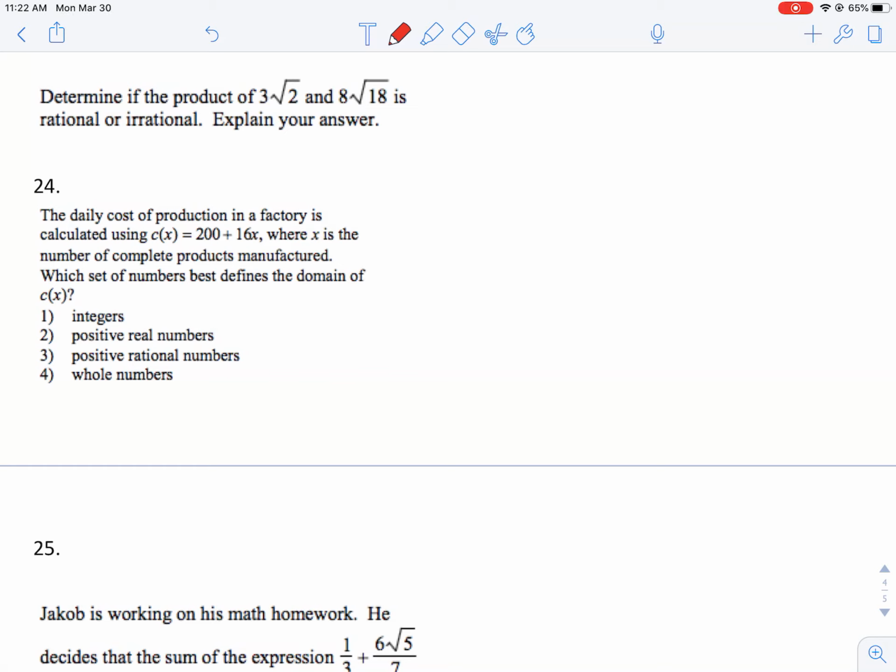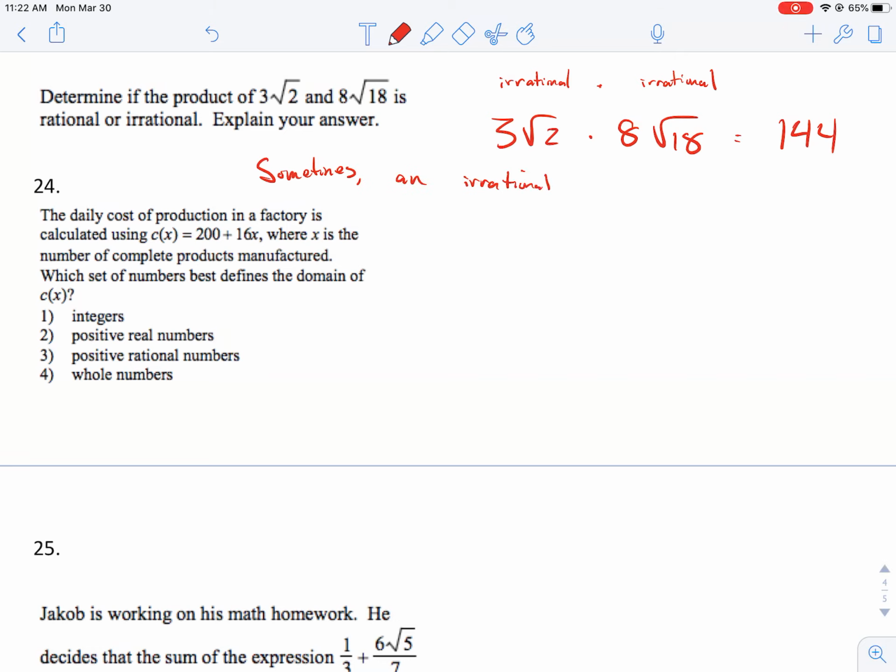23, we're going to determine if the product of 3 square root 2 and 8 square root 18 is rational or irrational. Explain your answer. Okay? So, again, we haven't really discussed factoring radicals, okay? But if you were to type this in your calculator, so if you went 3 square root 2 times 8 square root 18, okay, you would find that you get 144. Now what we have here is an irrational number times another irrational number.